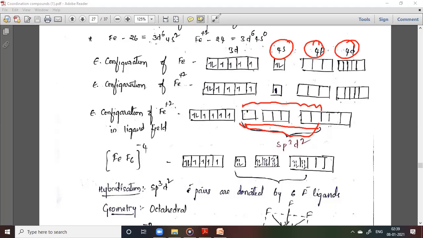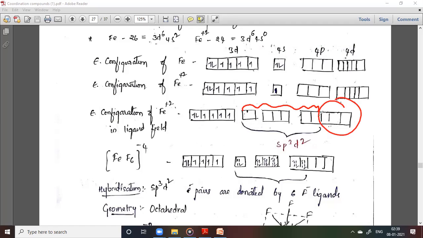That is a 4s, 4p and 4d. So I'm asking you a question: why is it taking only up to this? Why not this? Because we have only 6 fluorine atoms. Here the metal is coordinated with only 6 ligands. Each ligand will have a lone pair.